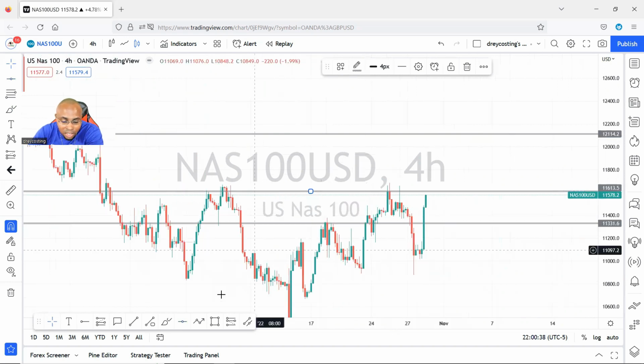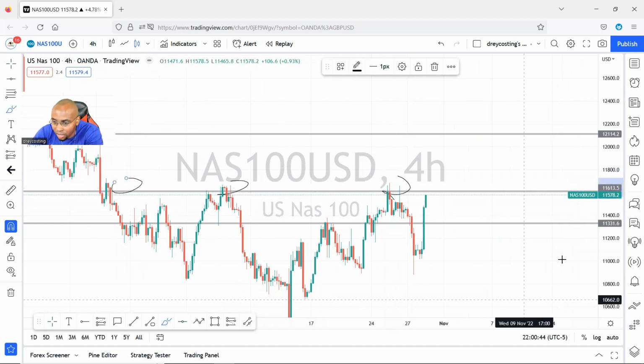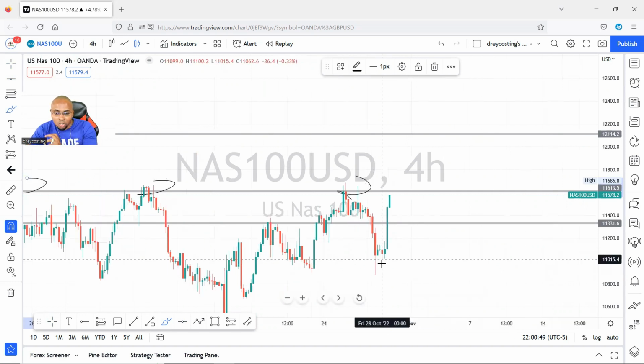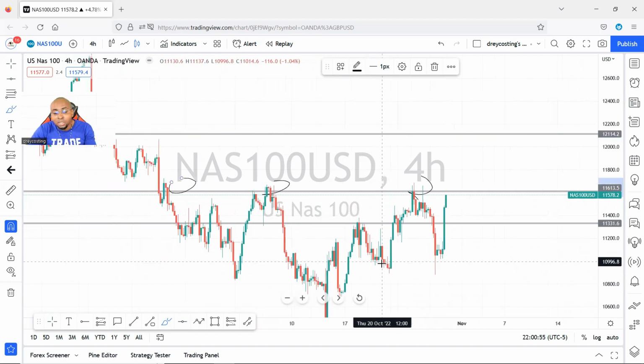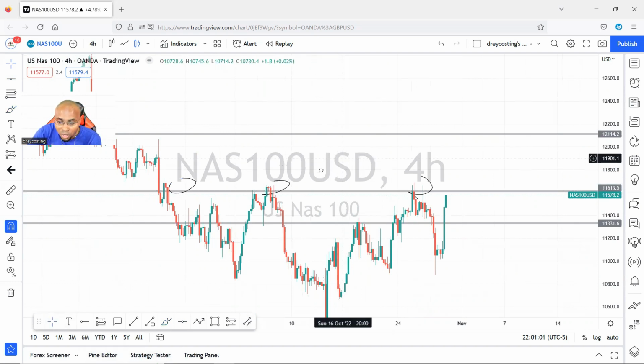All right, this level again is a respected level. See that? Price always tends to react around this level right here at 11613.5. So the same thing that you're seeing on US30, you want to have that same approach to NAS100. Price is going up, right? So what you want to do is something like this.